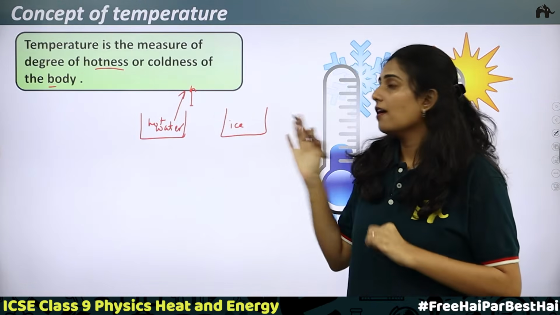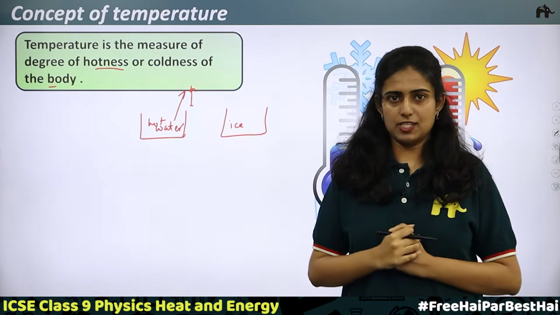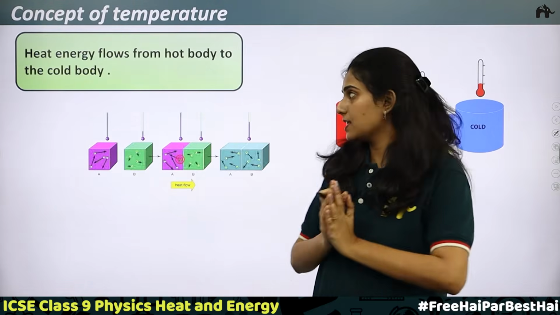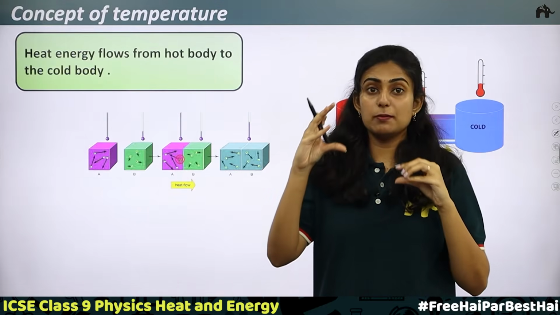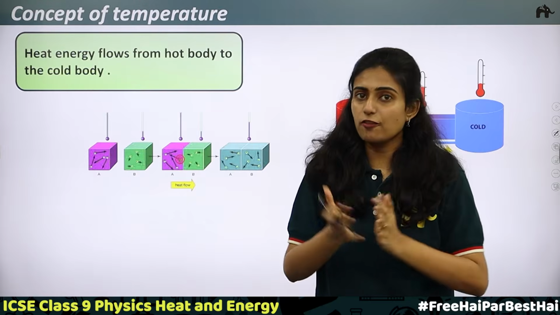Now, why do we need temperature? We have understood what is heat. Why do we need temperature? When you take a hot body and a cold body and they are kept close to each other, what happens? The hot body will become less hot and the cold body will become less cold. So here, there is a transfer of heat happening.